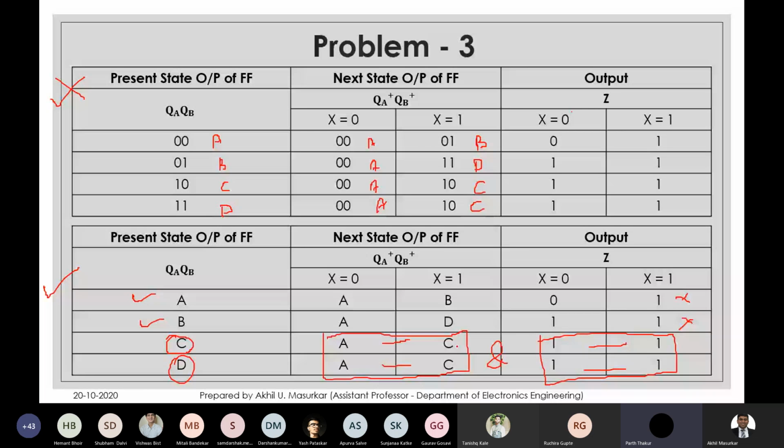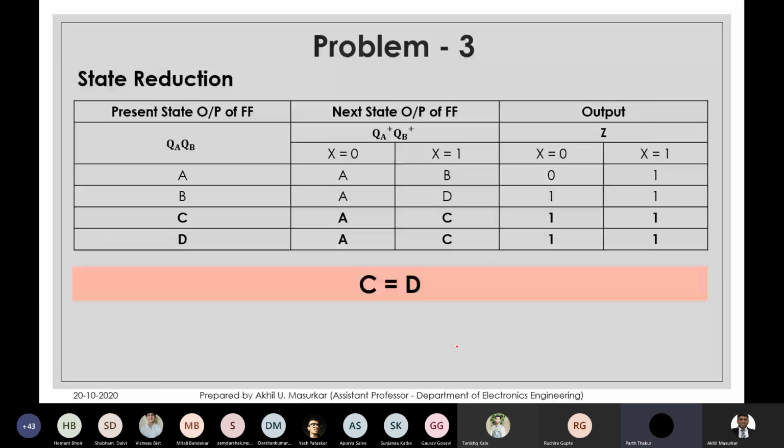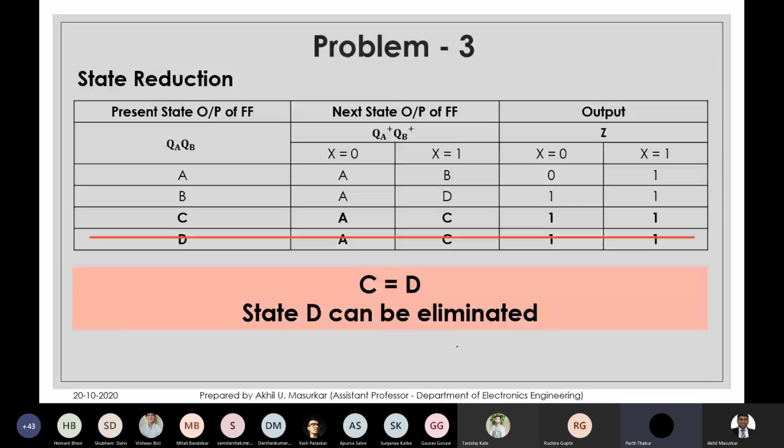Then only we can say the states are equal. So we can see now states C and D are equal. So that is the reason why we can eliminate one state. So out of C and D, we should eliminate the state with the highest state assignment. So the highest state assignment is 1 1. So 1 1 is for D, and that is why we eliminated the D state.